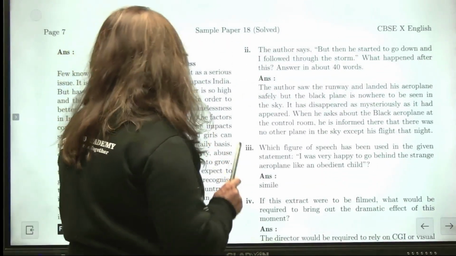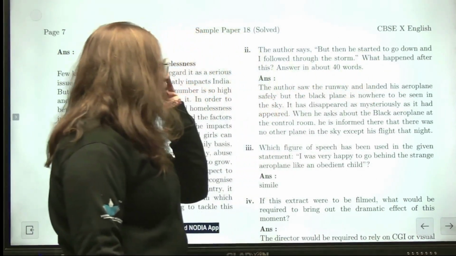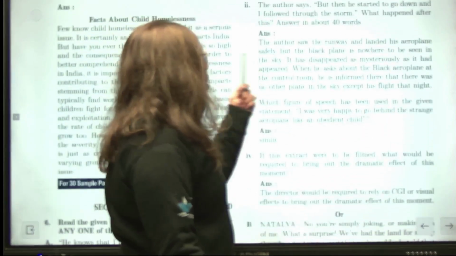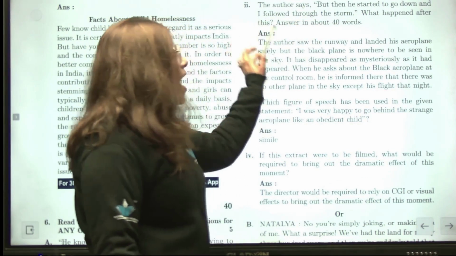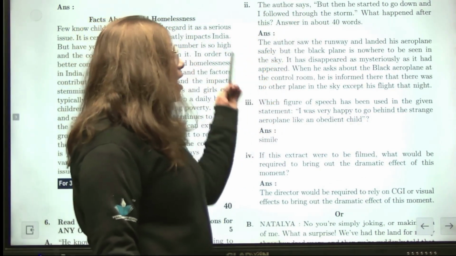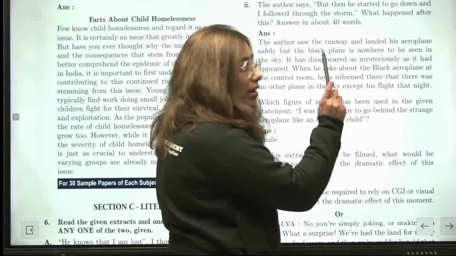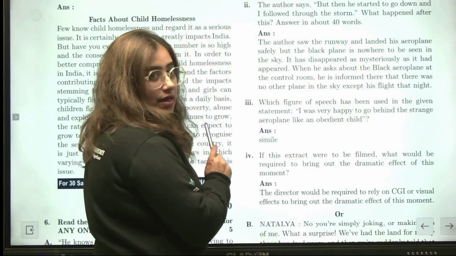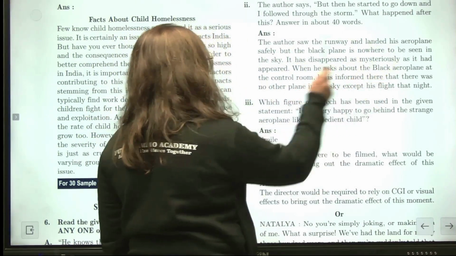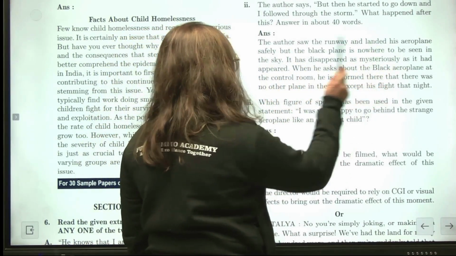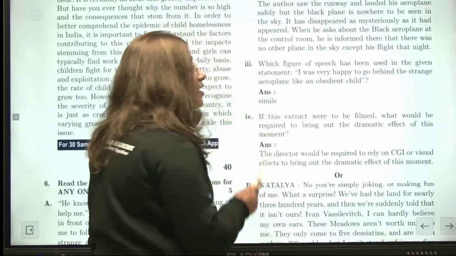Clear? The author says, "But then he started to go down and I followed through the storm." What happened after this? Answer in about 40 words. Now what is said here? You have to answer in 40 words: the author said, "but then he started to go down and I followed through the storm." What happened after this? You have to explain that the author reaches the runway, he sees the runway and lands his aeroplane safely, but the black aeroplane is nowhere to be seen in the sky. It has disappeared as mysteriously as it had appeared. When he asked about the black aeroplane at the control room, he is informed that there was no other plane in the sky except his flight that night.